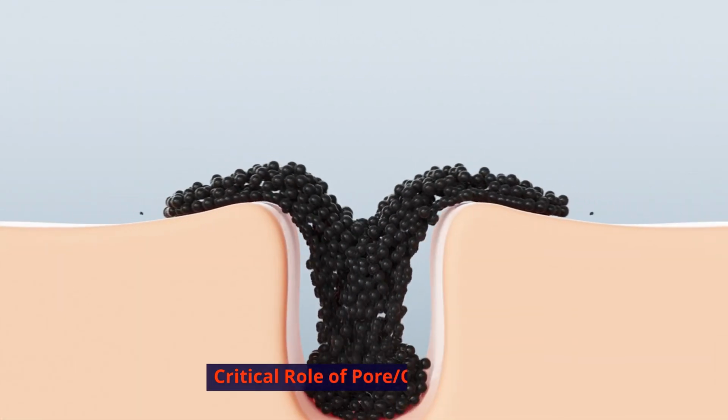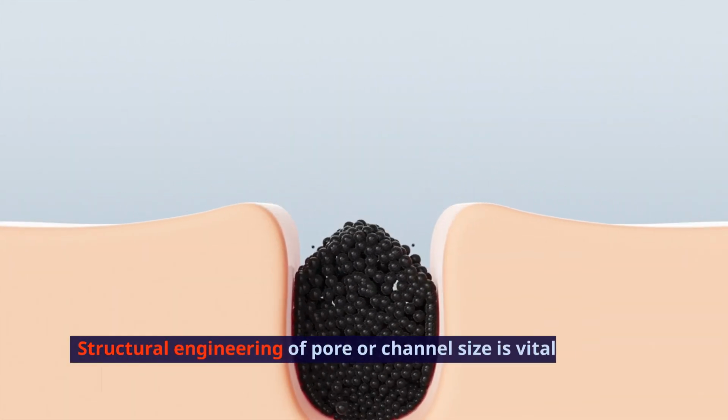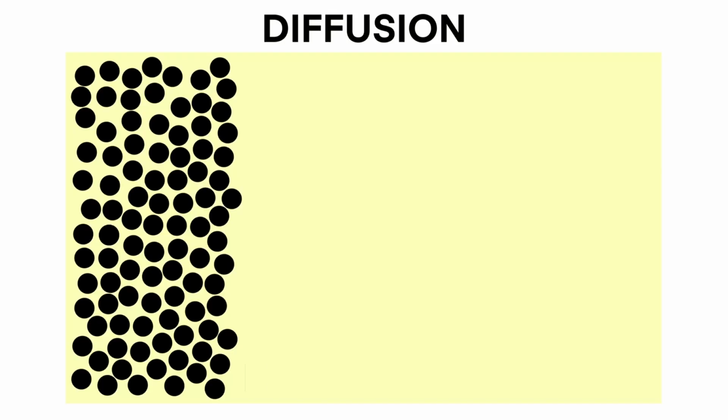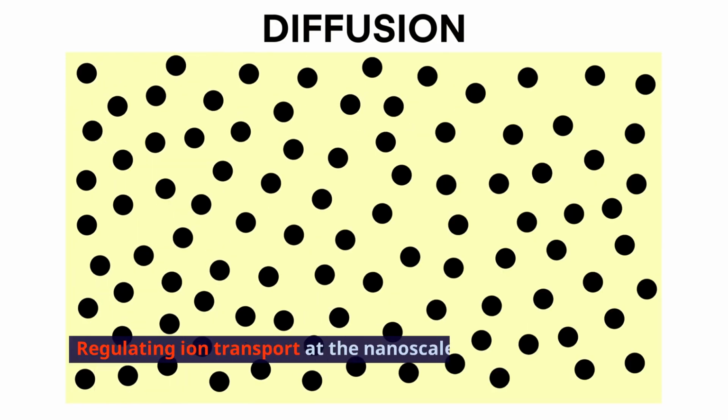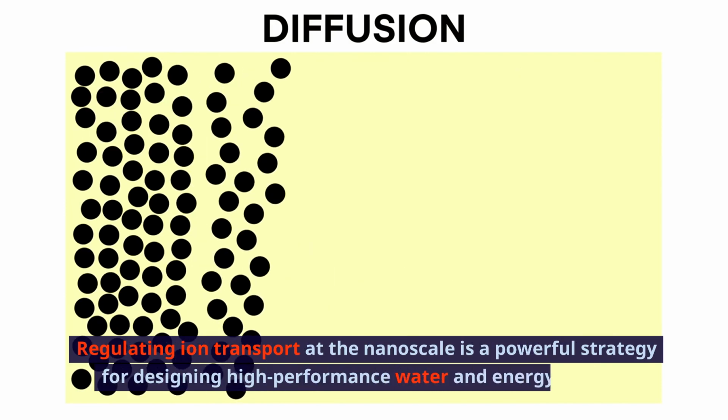Critical role of pore channel size. Structural engineering of pore or channel size is vital, especially when transitioning from macro-microscale to nanoscale. Nanoscale ion transport. Regulating ion transport at the nanoscale is a powerful strategy for designing high-performance water and energy devices.